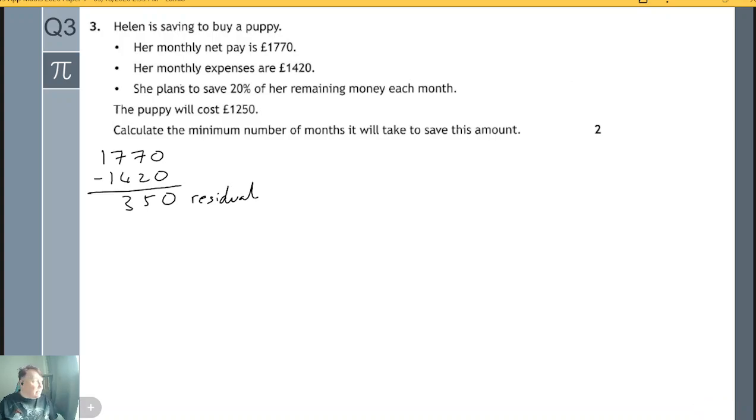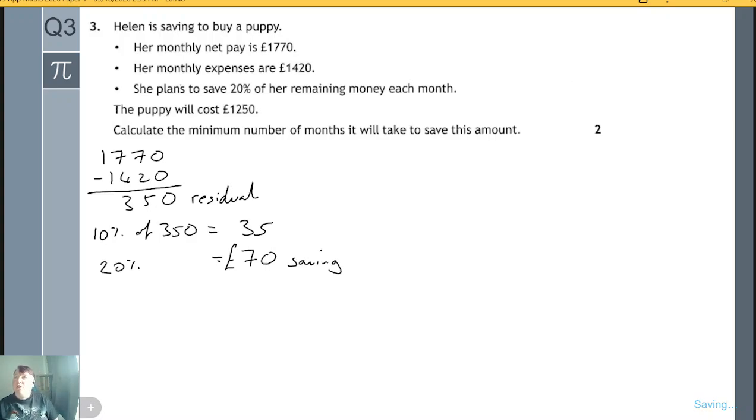She plans to save 20% of her remaining money each month. So she wants 20% of that. 20% is the same as saying 1/5, or you could do 10% and double it. So 10% of 350 is 35. So 20% is going to be double that, which is £70. And that's what she's saving. And how long will it take her to save up 1,250?